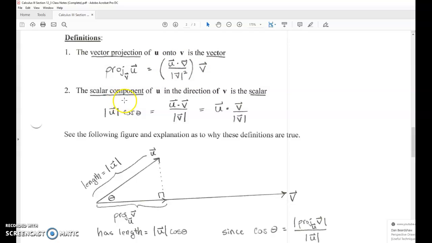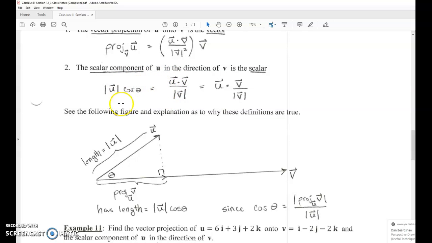Now, the scalar component of u in the direction of v is a scalar, and that scalar is the length of u times the cosine of theta, which is u dot v over the length of v. So that's actually this piece of it, right? u dot v over length of v, and if I brought one of the length of v's over here, that would be the unit vector in the direction of v. It's just a way to think about it.